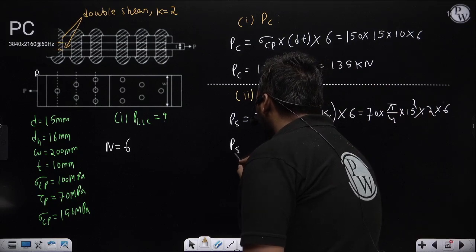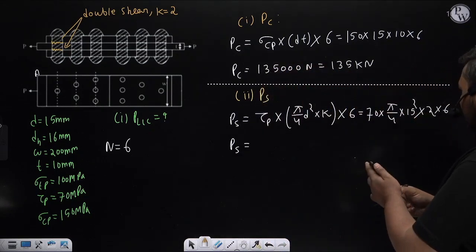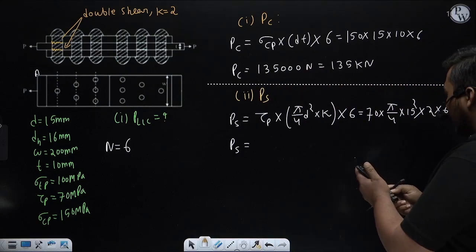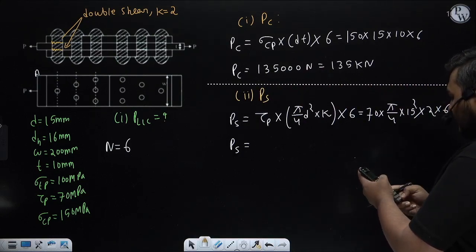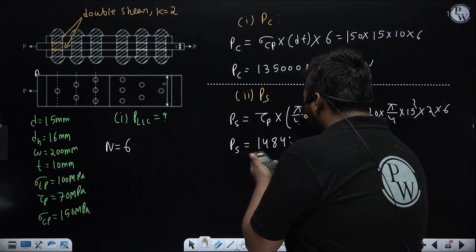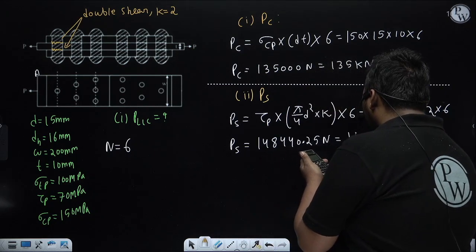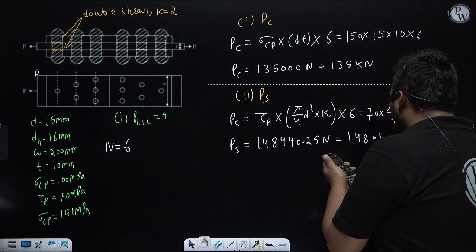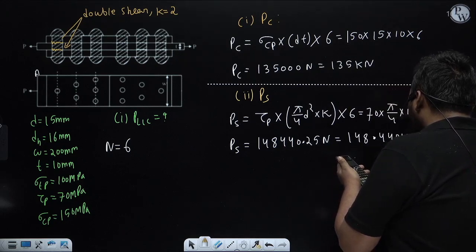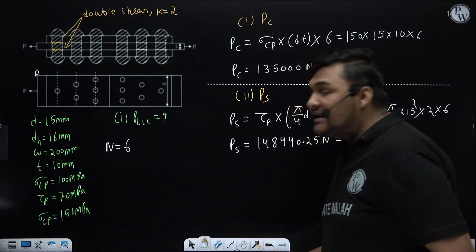So by solving this, we will get the value of shearing load carrying capacity of this system, which is 70 into pi by 4, 15 square into 2 into 6. It is coming 148,440.25 newton. In kilonewton it will be 148.440 kilonewton. Okay, now we'll calculate tearing load capacity.